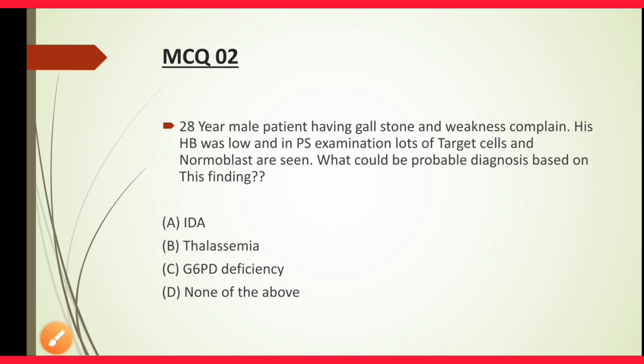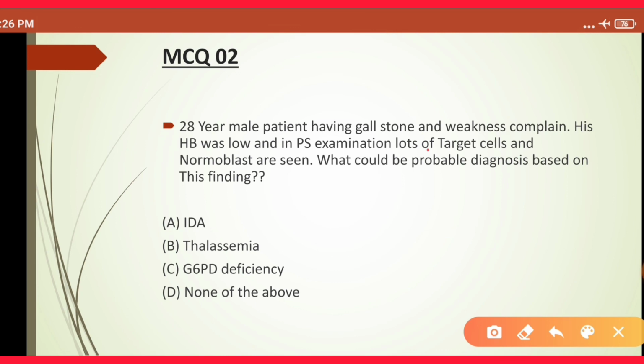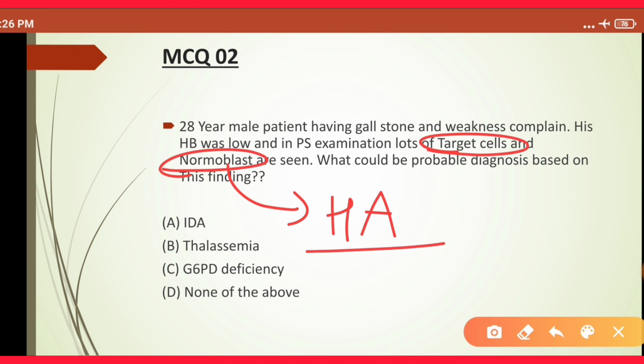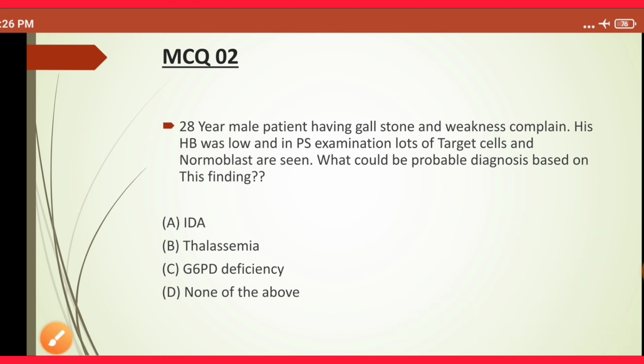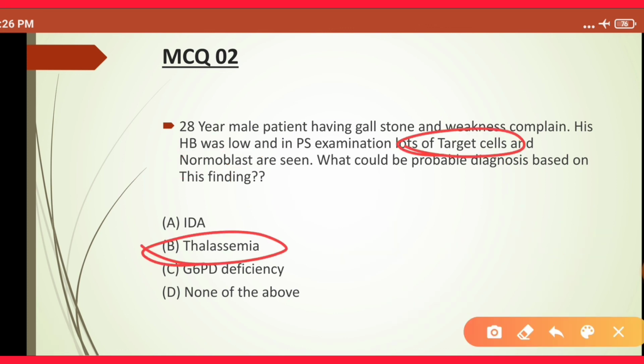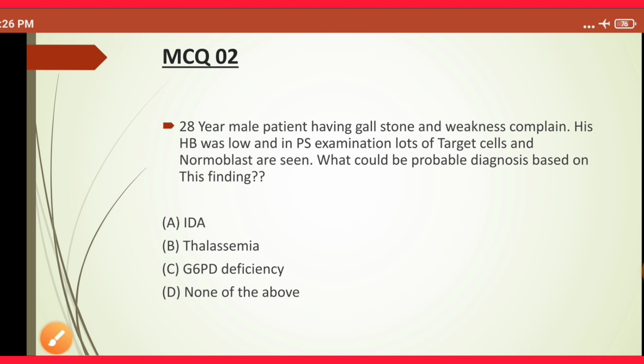Okay, second MCQ. A 28-year-old male patient has gallstones and a complaint of weakness. His hemoglobin level is low and the peripheral smear shows lots of target cells and normoblasts. What could be the probable diagnosis? So here the two main clues are target cells and normoblasts. Normoblasts are increased in case of hemolytic anemia, so obviously it is a case of hemolytic anemia. And you will have increased target cells, which are classically seen in sickle cell anemia and thalassemia. So this is a case of hemolytic anemia, most probably thalassemia, because target cells are seen. So your answer will be thalassemia.